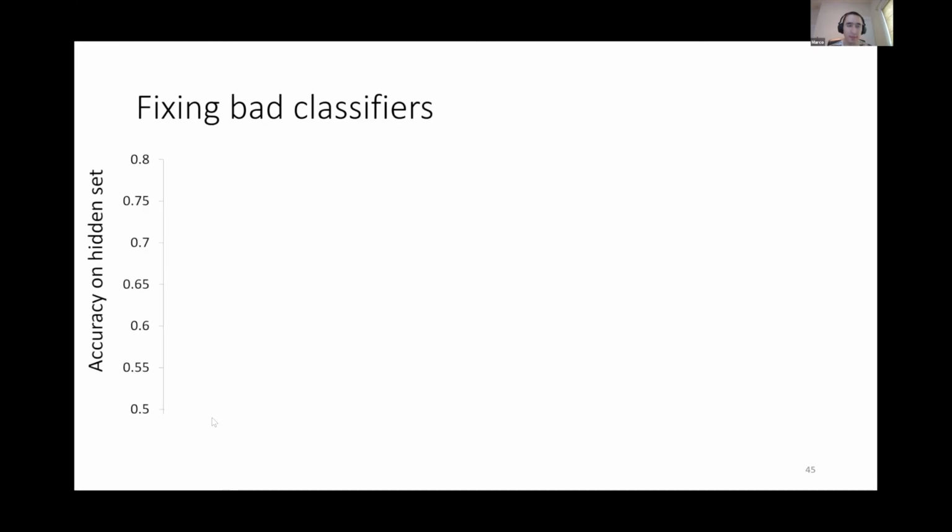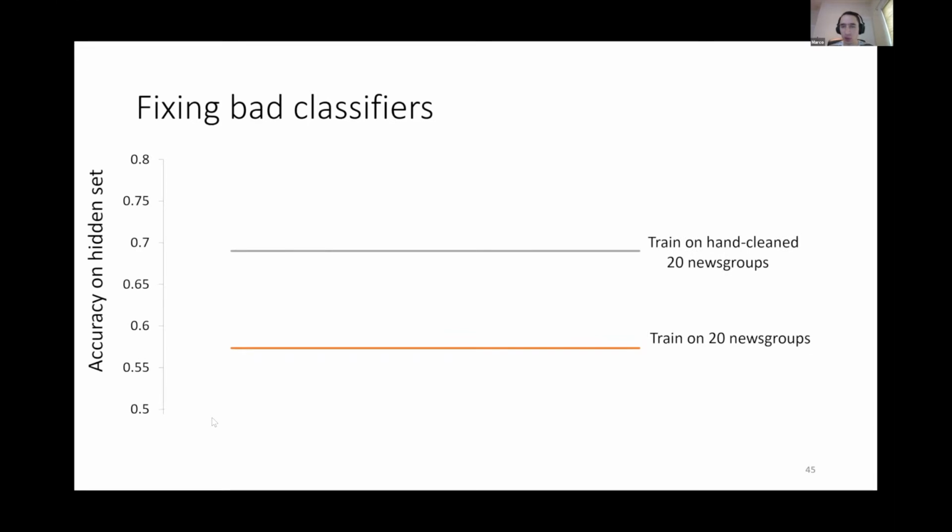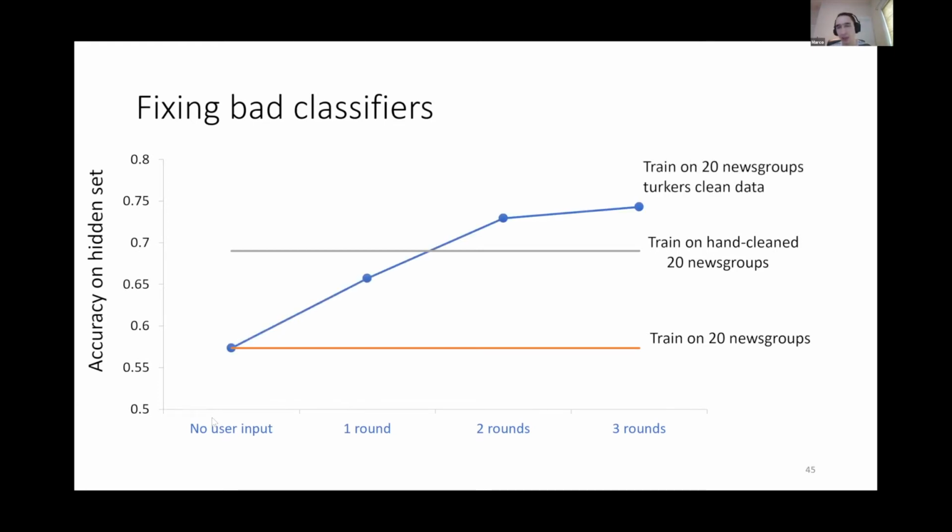So here's the result. Here's accuracy on the hidden set. If you just train on the original data set, you get pretty poor performance, 57%. If you use a bunch of regular expressions to try to clean up the data set, like removing headers and removing names and so on, you get way better. And I came up with these regular expressions. So you get 70% basically. Here's what you get if you do a few rounds of clicking on explanations. You get even better accuracy, almost 75%.